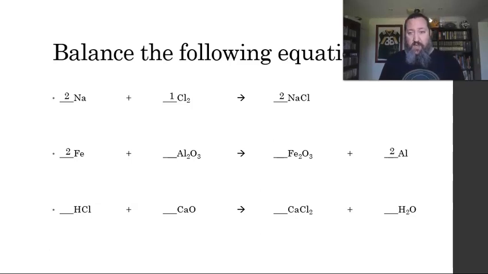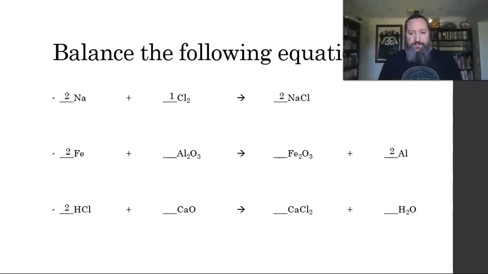Final example here, got 2 HCl, which is either hydrogen chloride or commonly known as hydrochloric acid. CaO, calcium oxide, turns into calcium chloride and water, dihydrogen monoxide. So we have a look through here. What's wrong? H and H, well, there's 1 on my reactants, 2 on my products. There's a problem straight away. So let's just fix that first.